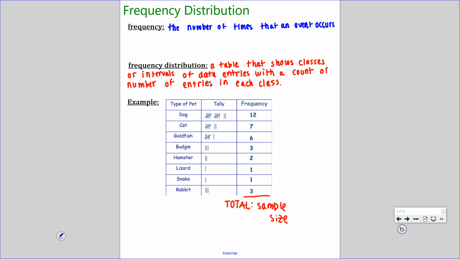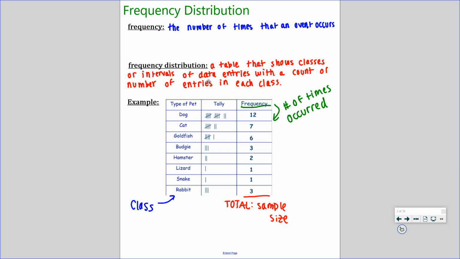These over here would be your classes, or your intervals. And then these are your frequency, the number of times people responded in each class. Okay, so that's a frequency distribution.